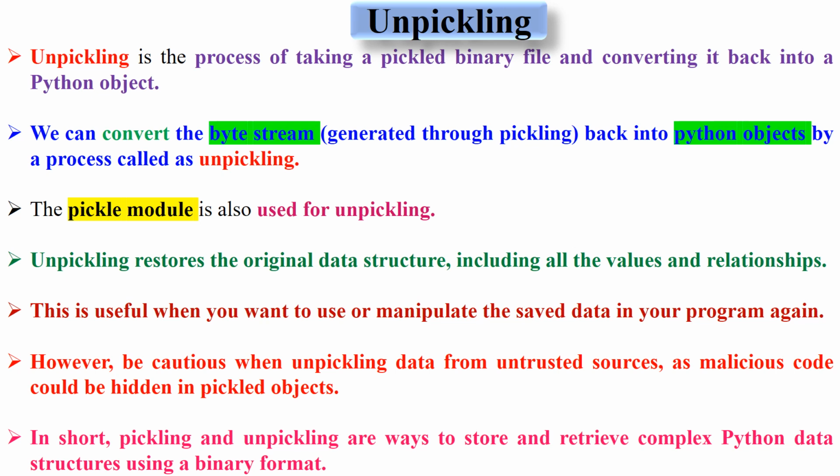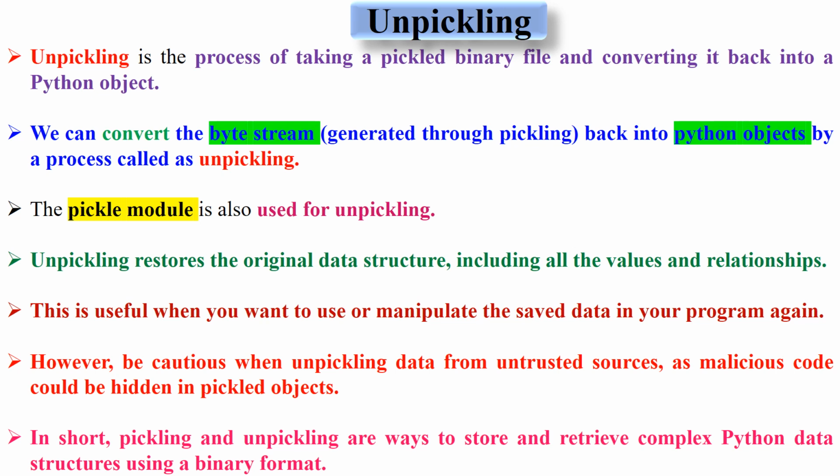The pickle module is also used for unpickling. Unpickling restores the original data structure, including all the values and relationships. This is useful when you want to use or manipulate the saved data in your program again.